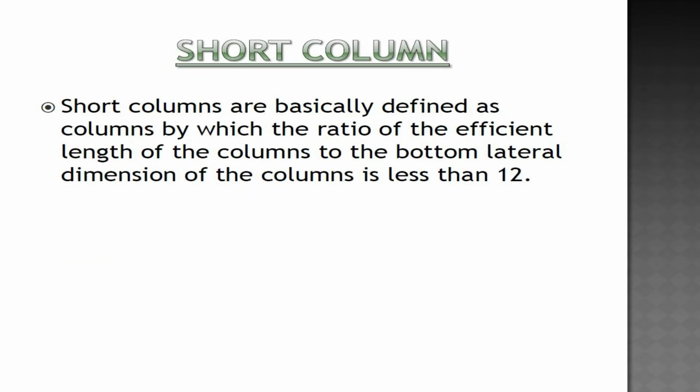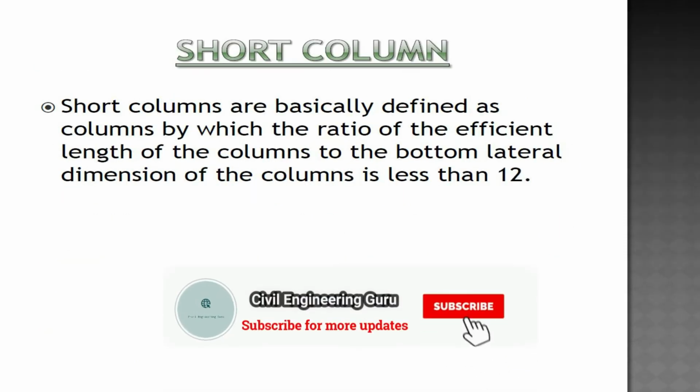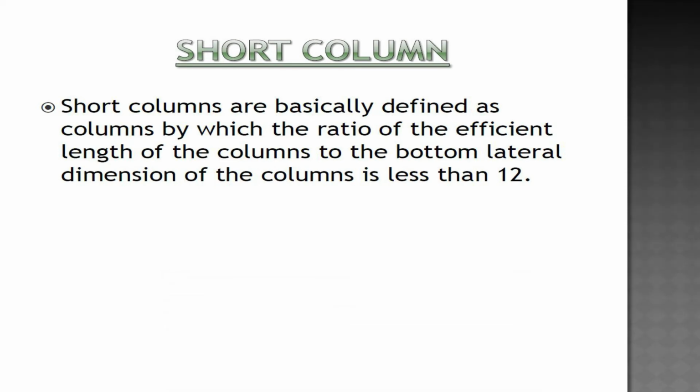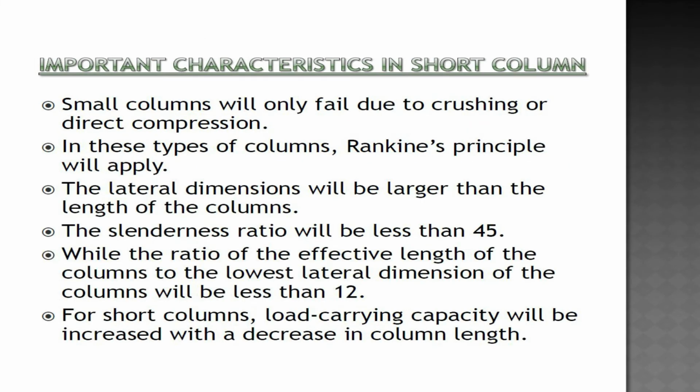Short columns. Short columns are basically defined as columns in which the ratio of the effective length of the column to the least lateral dimension of the column is less than 12. Important characteristics in short columns. Short columns will only fail due to crushing or direct compression. In these types of columns, Rankine's principle will apply.